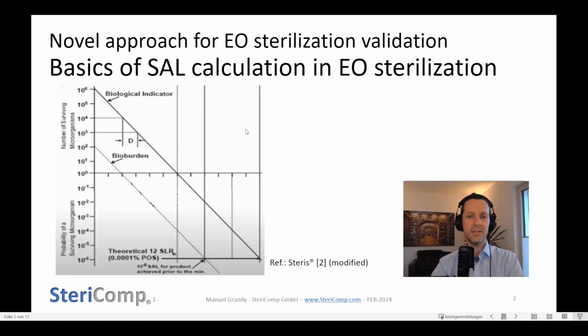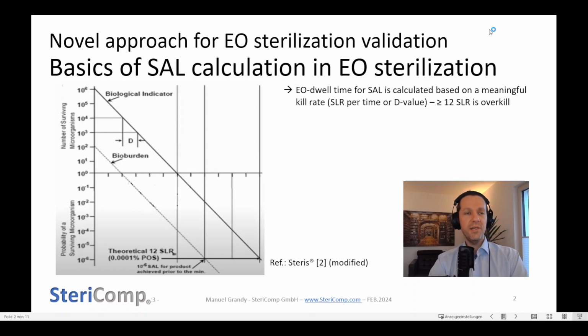So let's start with the very basics of SAL calculation in EO sterilization as used for decades, and from there then explain and judge the novel approach. This diagram is explained in more detail in this Steris video, which I also linked in the video description, and also the SAL calculation from minute 17. You will find a lot of details very well described.